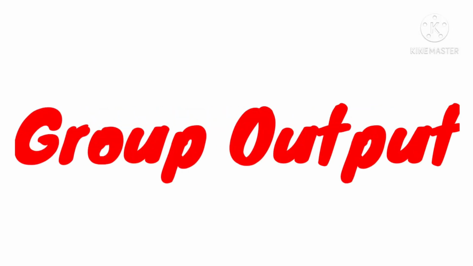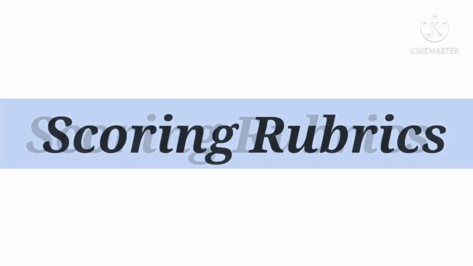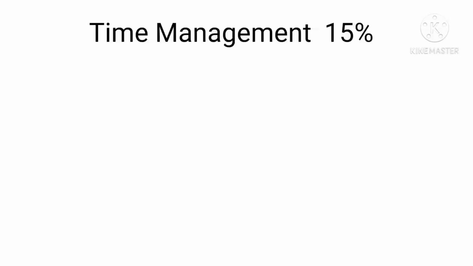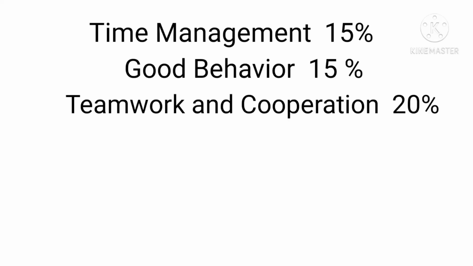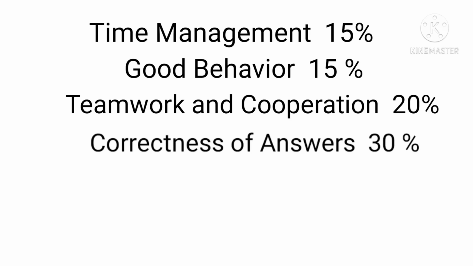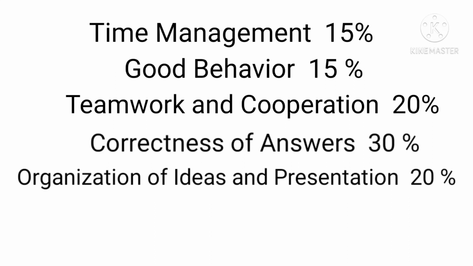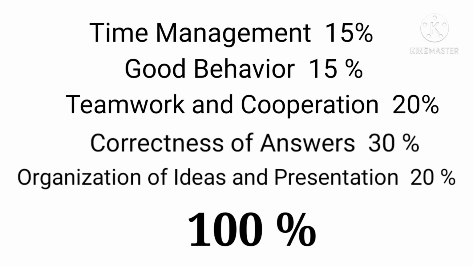Your group output shall be rated based on the following scoring rubric. Time management, 15%. Good behavior, 15%. Teamwork and cooperation, 20%. Correctness of answers, 30%. Organization of ideas and presentation, 20%, with a total of 100%.